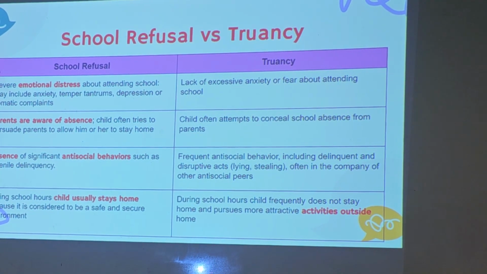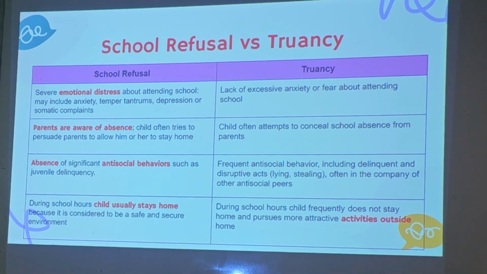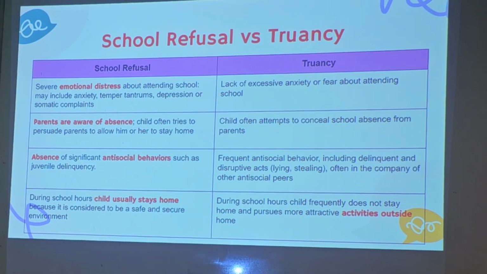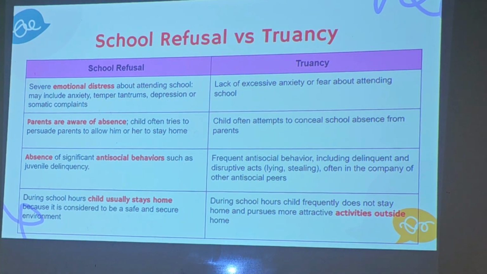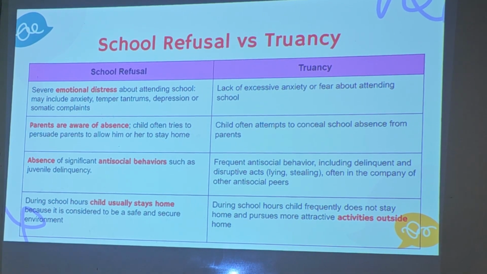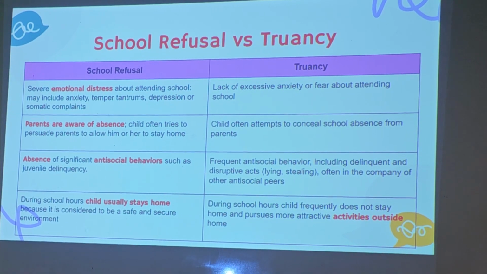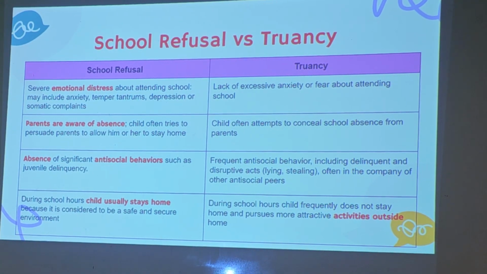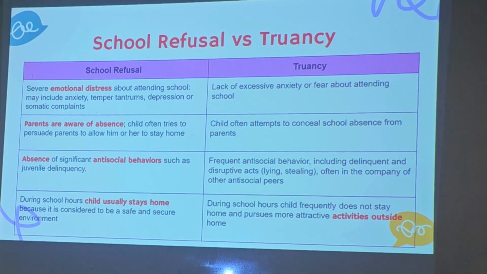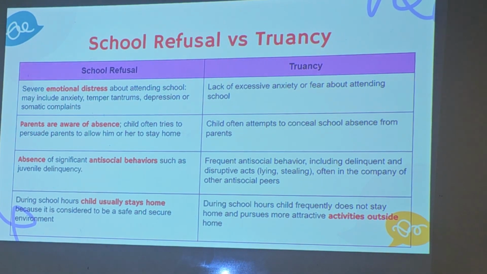Like I said earlier, we need to differentiate school refusal from truancy. So here's a nice table to differentiate the two. School refusal usually presents with emotional distress, such as anxiety, temper tantrums, depression, and also somatic complaints. In truancy, you wouldn't see the excessive anxiety or fear. Usually in school refusal, the parents are aware of the absence, whereas in truancy, the child often hides their absence from the parents and teachers.